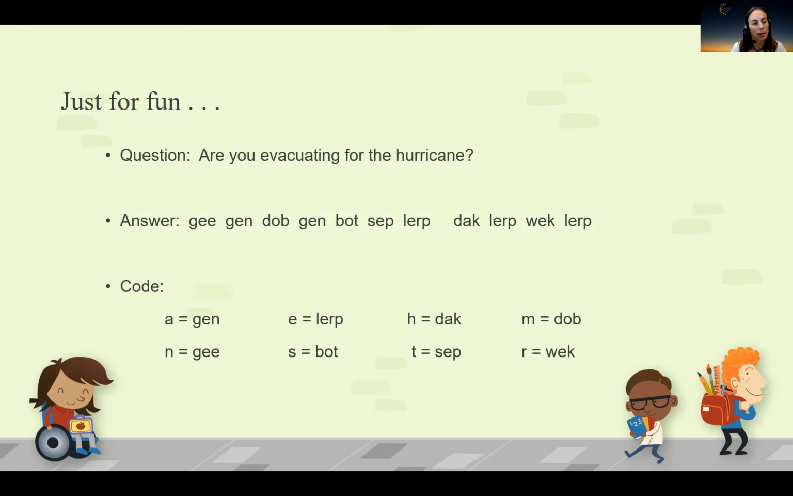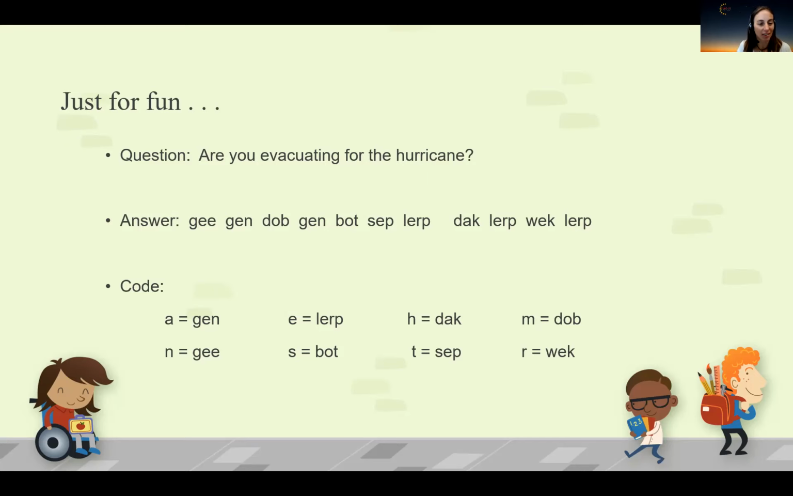So I came up with my own code to try to illustrate that for some children, saying the names of numbers are just sounds. At a certain point, they're sounds. And then later on, those numbers are going to get assigned different attributes that don't have anything to do with decoding words. So my question for you is, are you evacuating for the hurricane? There's no hurricane coming. It's not breaking news. This is just a question. Are you evacuating for the hurricane?